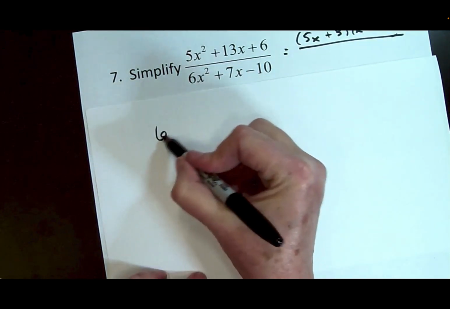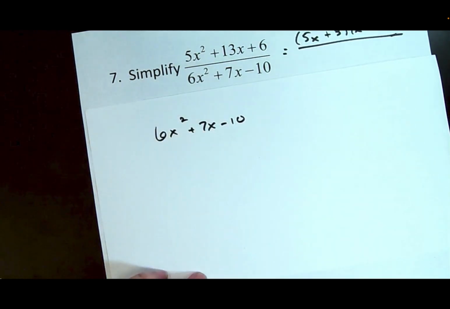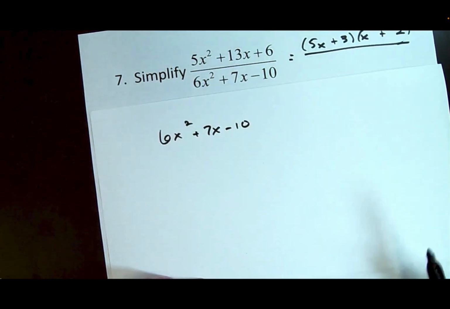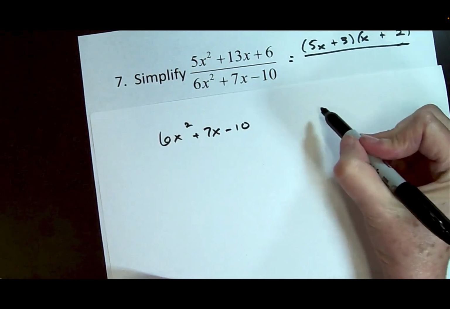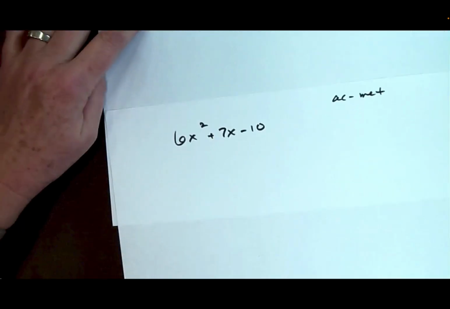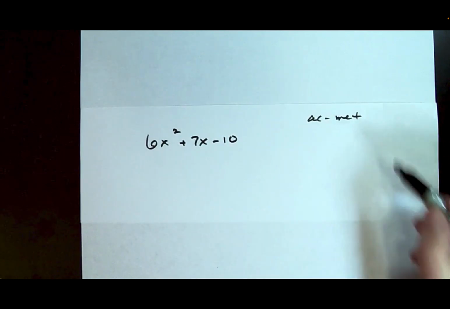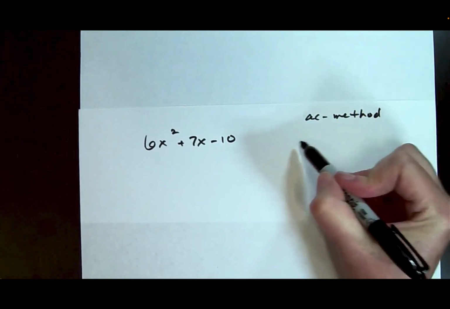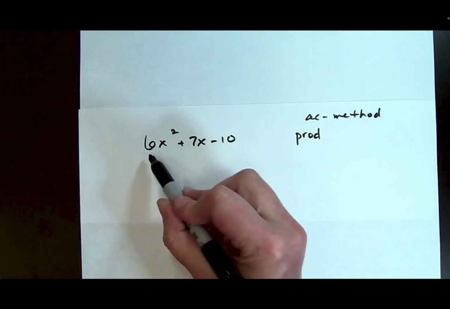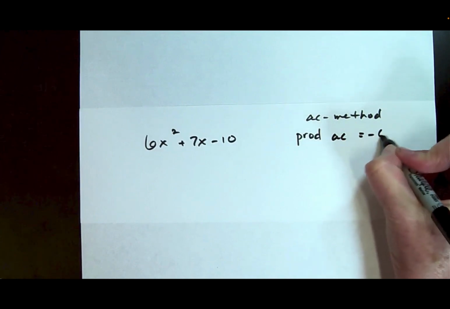For this next one, the factorization isn't jumping out at me, so I'm going to go off onto scratch paper and use the AC method. So remember with the AC method, and again I'm going off on scratch paper here, so you might want to put this off to the side or something. Anyway, remember with the AC method, you look for two numbers whose product is AC. So 6 times negative 10, so negative 60.